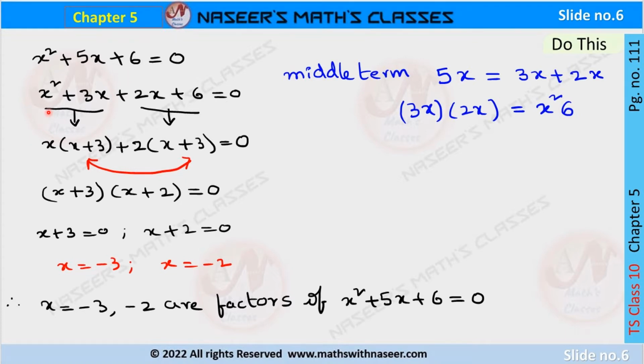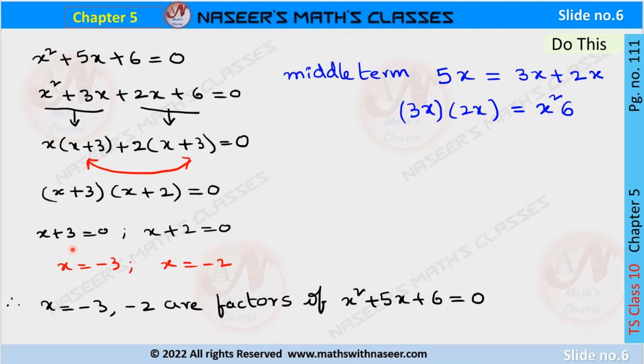So this can be written as x square plus 3x plus 2x plus 6 is equal to 0. In the first two terms we take out x common, then it can be written as x into x plus 3. In the third and fourth terms we take out 2 common, then it can be written as 2 into x plus 3 is equal to 0. In this equation x plus 3 is common, so we take out x plus 3 common, then it can be written as x plus 3 into x plus 2 is equal to 0.